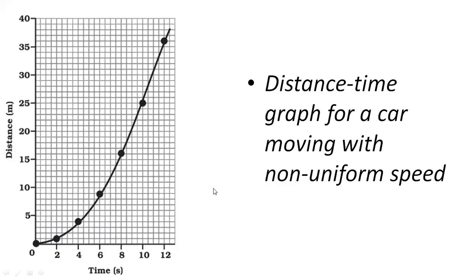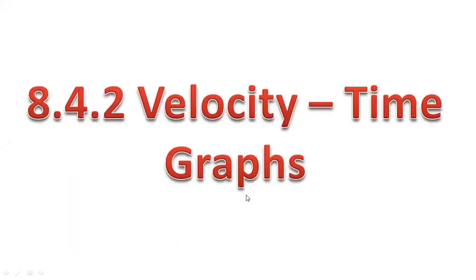Now, the next graph which is given in our textbook is velocity time graph, 8.4.2, velocity time graph, VT graph. Now you tell me, if we take area of velocity time graph, what will we get? Area of velocity time graph.